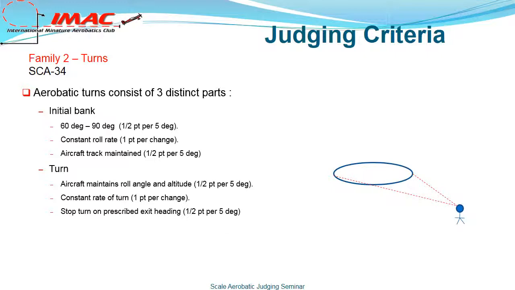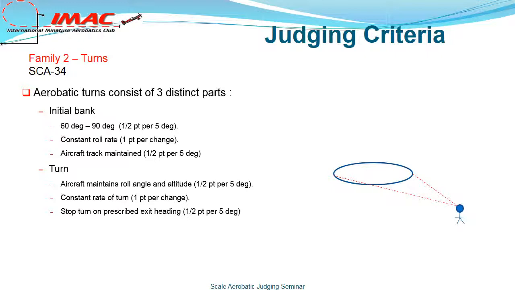During this turn, the established bank angle must be maintained throughout, 1/2 point per 5 degrees, and the rate of turn must remain constant, 1 point per change. Altitude must remain constant, with 1/2 point per 5 degrees deducted for deviations.